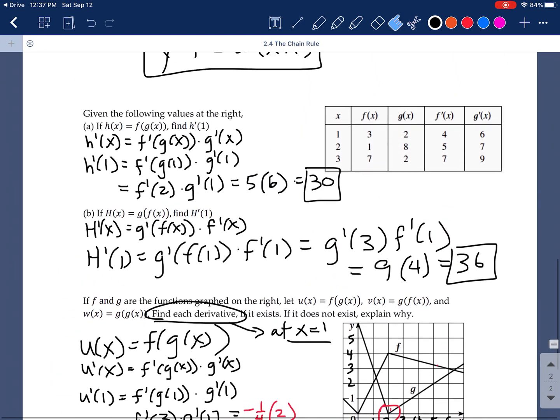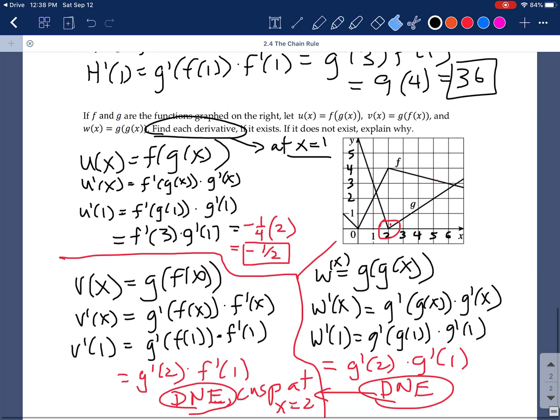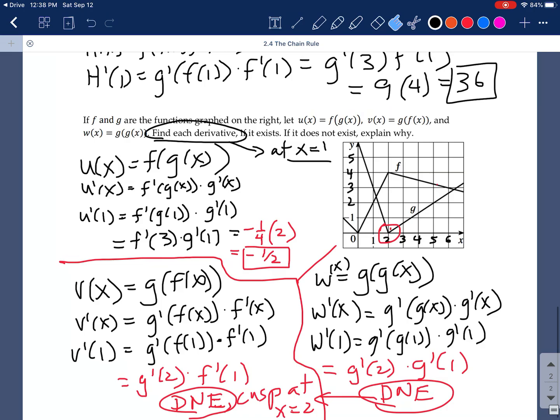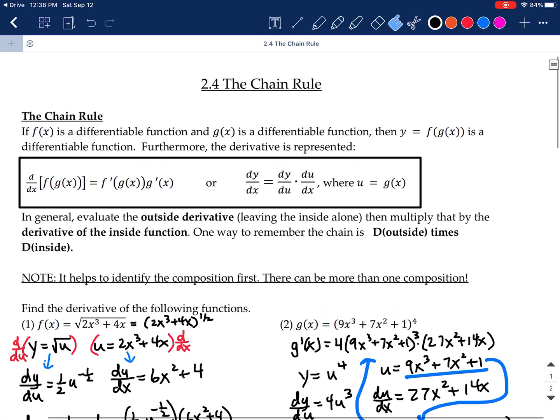Okay, so again, a variety of examples involving the chain rule here. And again, like the product and quotient rule, it's going to be one of those things where the more you practice it, the better you're going to get at it.